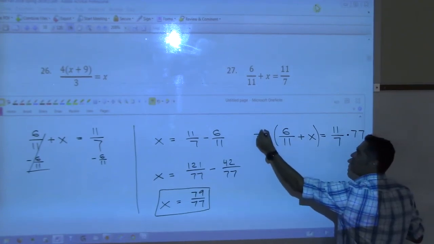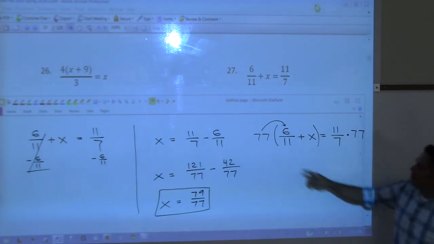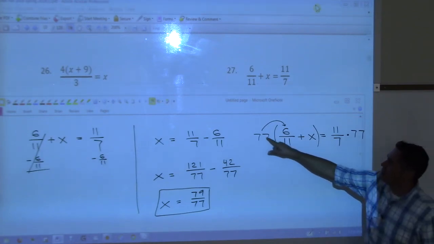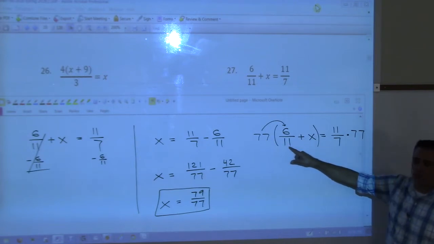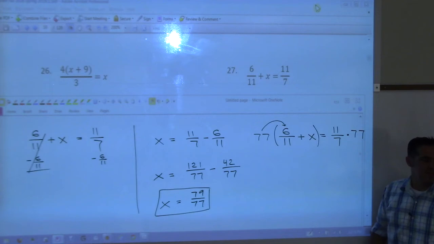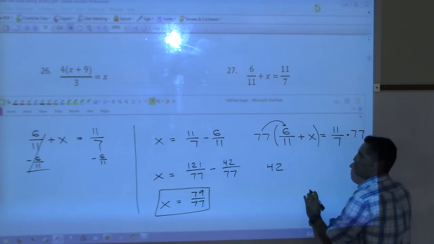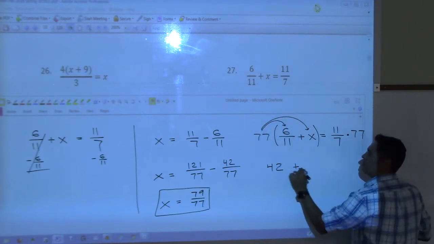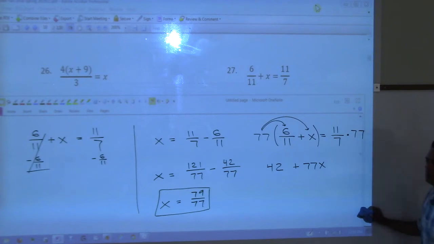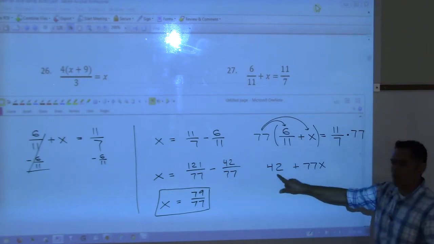If you do this times this, I know it looks weird, but think about what this 77 over 11 would turn into. A 7, right? And so this over this would give you a 7, and then you'd have to multiply that by 6, which would give you 42. And then you have to multiply this times this, which would give you 77x. Do y'all follow that? I mean, you could get on your calculator and do 77 times 6, and then divide by 11, and if you do that, you get 42.